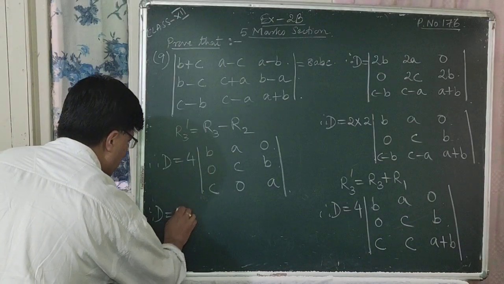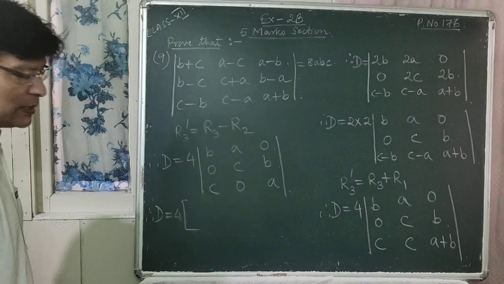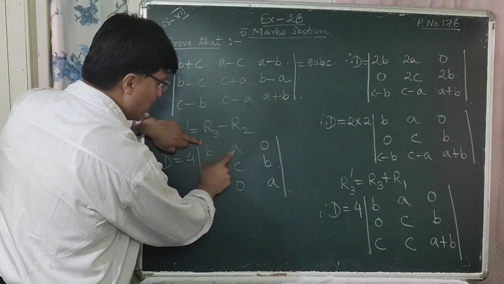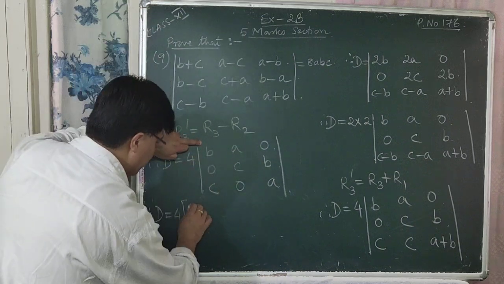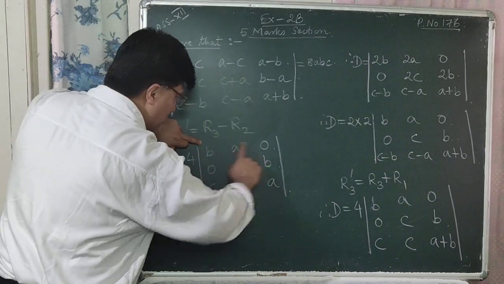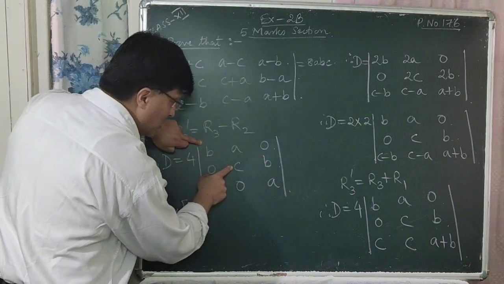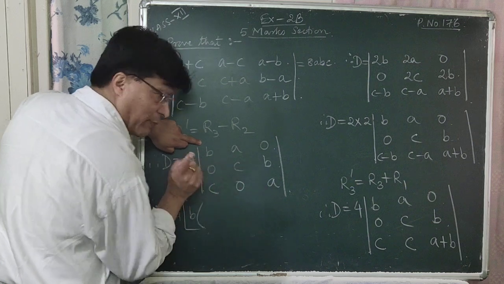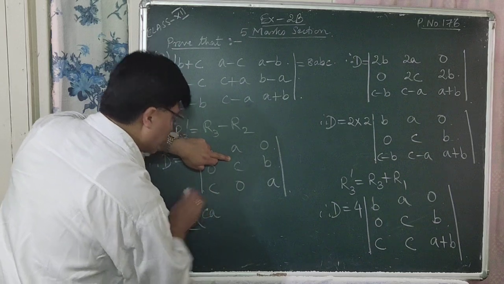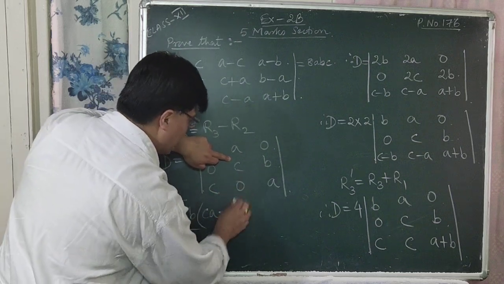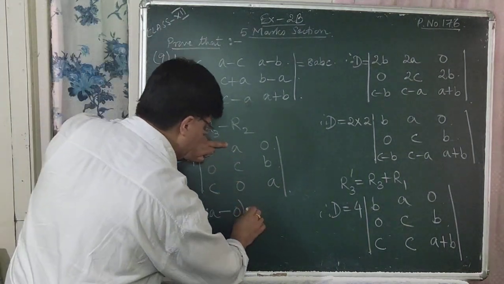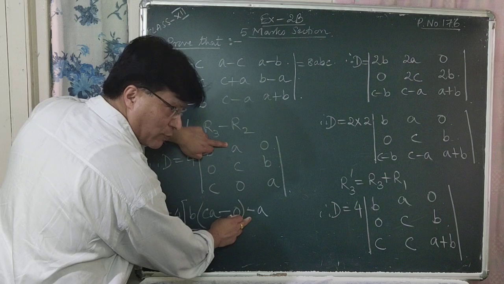Therefore D is equal to 4 within third bracket. Let us expand it with respect to the first row. That is BA0, plus minus plus. So plus B within bracket. Now we are taking this element B, delete the row and the column through that element. That means CB0A remain. So cross multiply by C here, C cross multiplied by A, that is CA, right? Minus 0 into B cross multiply, that is 0. Is that clear? Then comes what? Minus A. According to the rule, this should be minus A.